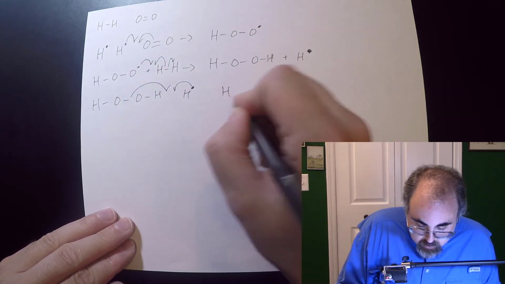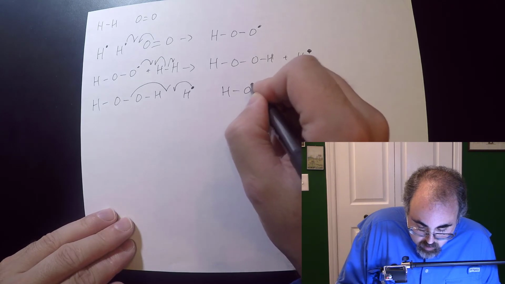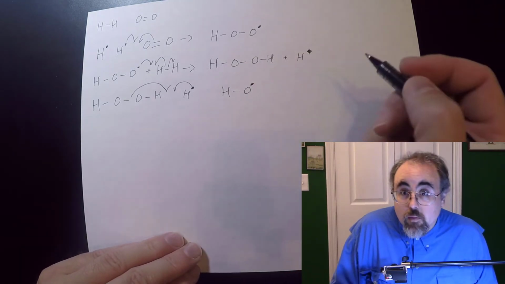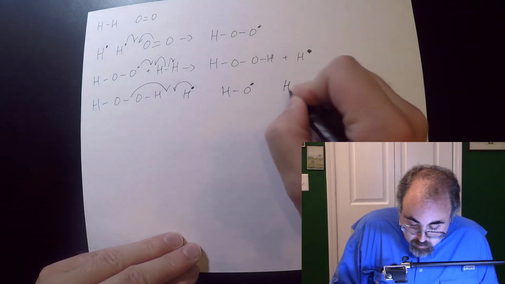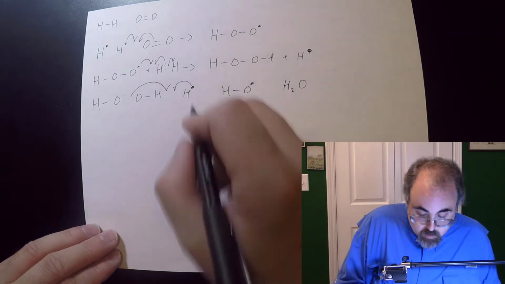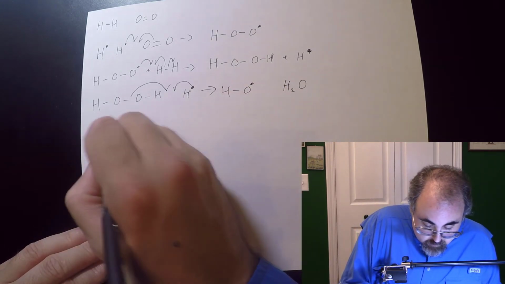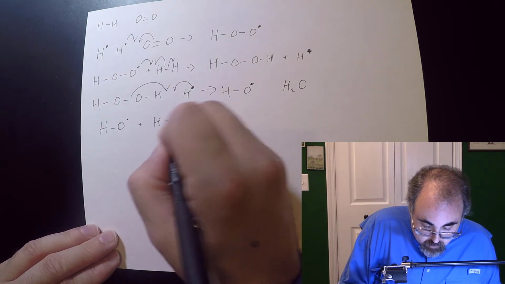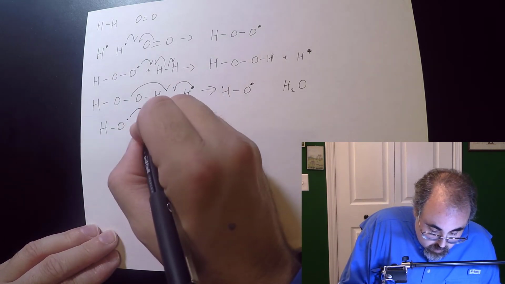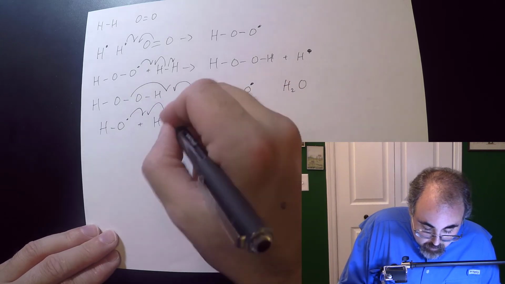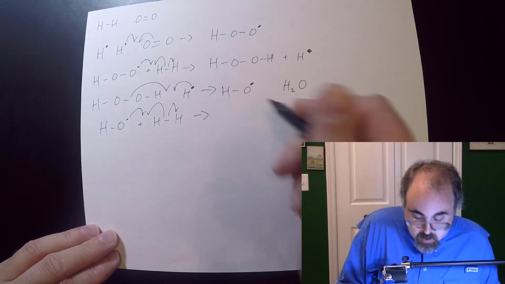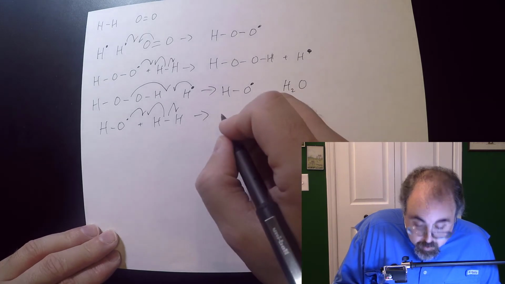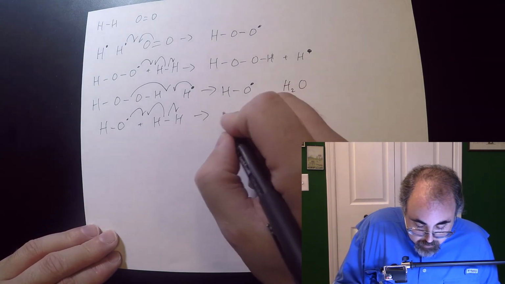And so now I get HO radical, or hydroxyl radical, and then some water. And then I can have this HO radical meet up with an H there. And you can basically see where this is going. And we're just going to keep going until we run out of products, or we're no longer really able to keep doing this.